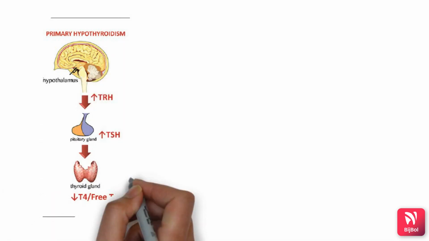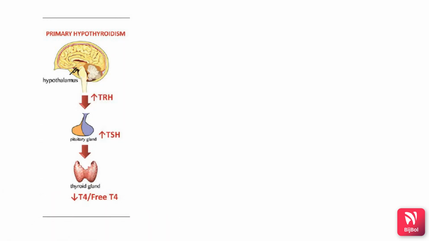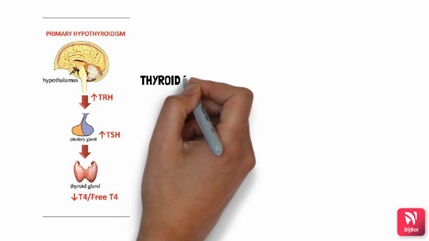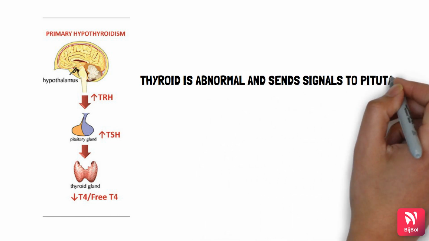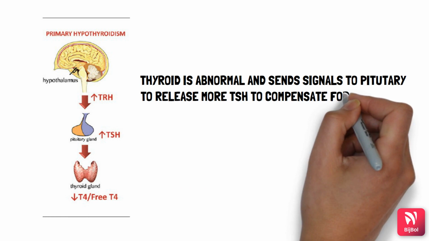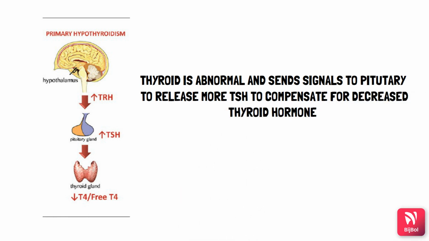In primary hypothyroidism, the TSH levels are absolutely fine, because there is no defect in the pituitary gland. It's a primary disorder, so the TSH levels are normal. But it's not actually the case. Just because the thyroid gland is not normal, it sends signals to the brain saying that the body doesn't have thyroid hormone. The thyroid gland sends signals to the brain saying that I don't have enough thyroxine hormone, so send more TSH so as to compensate for the decreased thyroid hormones.